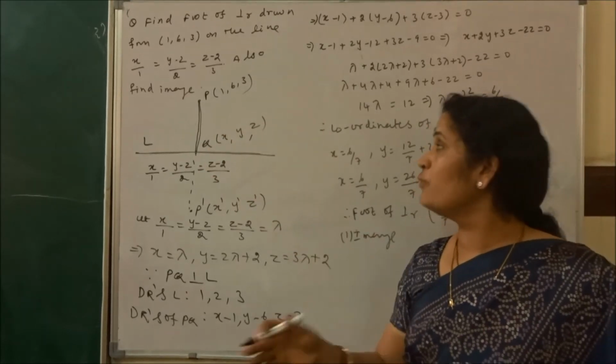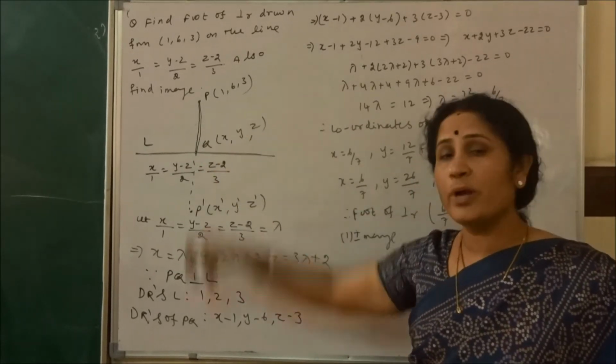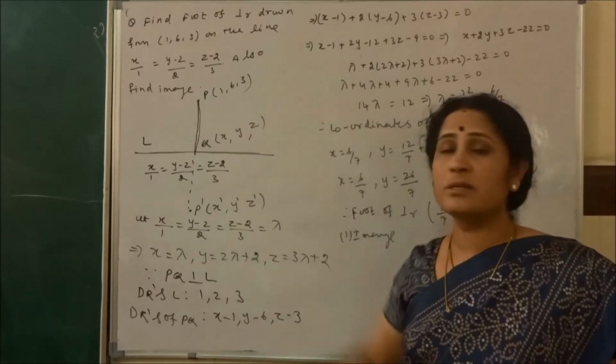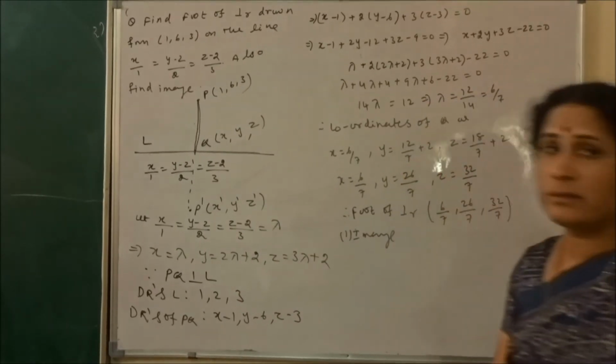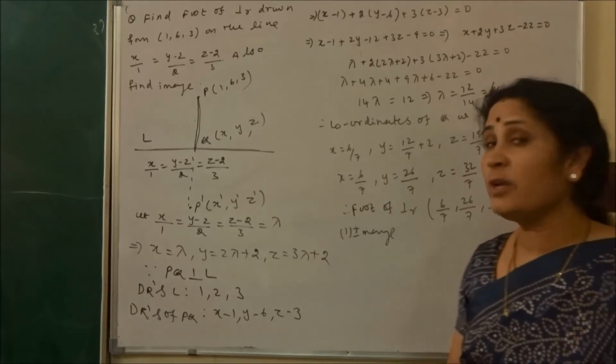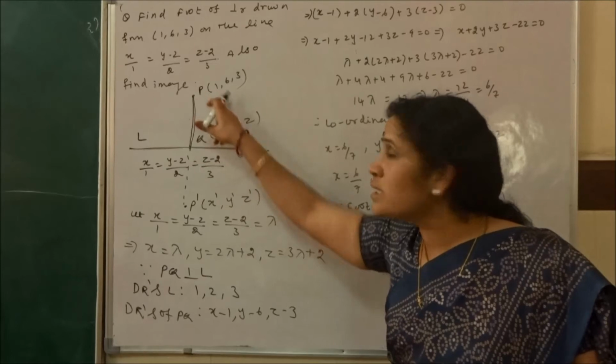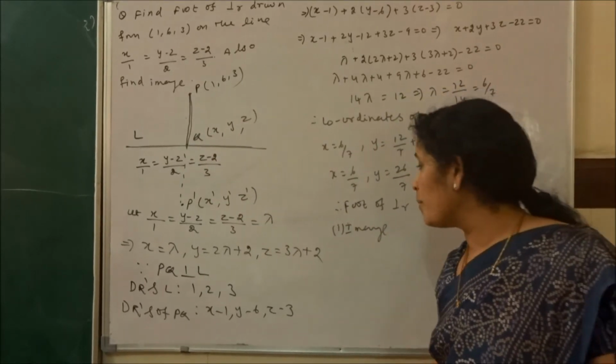Suppose they ask for the foot of perpendicular, then x minus x1 upon x2 minus x1, y minus y1 upon y2 minus y1, z minus z1 upon z2 minus z1. Like this, you can find the equation of the perpendicular. In case they ask for the length of the perpendicular, then using the distance formula you can find the length of the perpendicular.